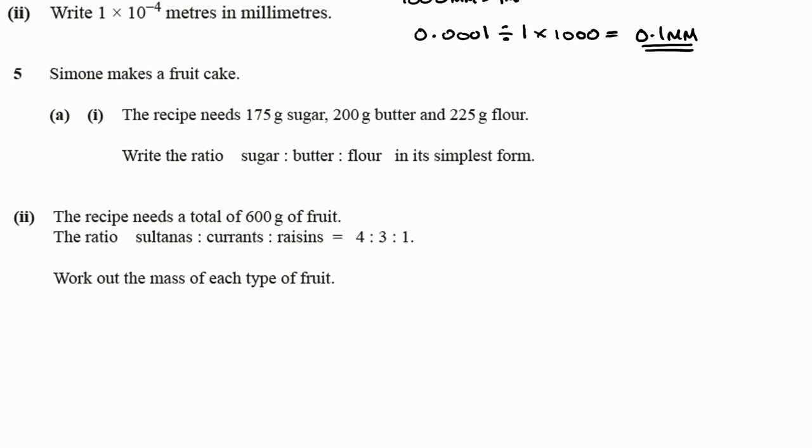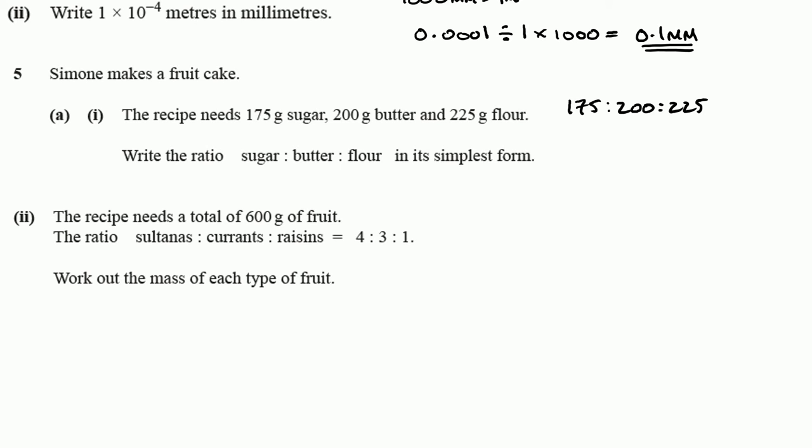Simone makes a fruitcake. The recipe needs 175 grams of sugar, 200 grams of butter, and 225 grams of flour. And I want to write the ratio sugar to butter to flour in its simplest form. So 175 to 200 to 225 in its simplest form. Now all we're doing here is looking for things that cancel down. So for instance, all these numbers obviously divide by 5.